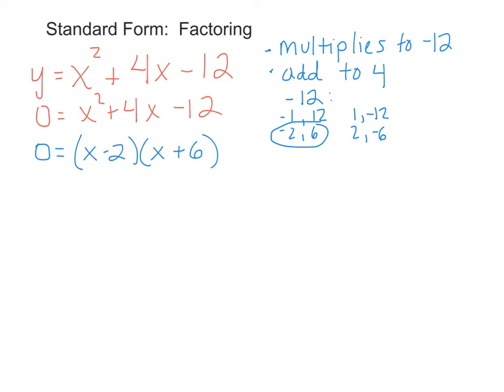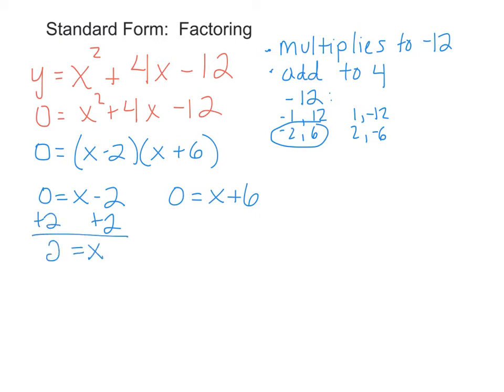If we're trying to solve and set this equal to 0, then we set each part of these equal to 0. So 0 equals x minus 2, and 0 equals x plus 6. Because ultimately we're finding the x-intercepts. Remember, these are parabolas. These have 2 x-intercepts. So we're going to add 2. Add 2. x equals 2. And x equals negative 6. Okay?